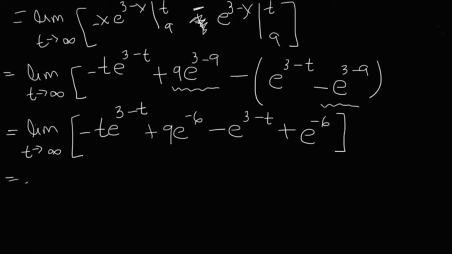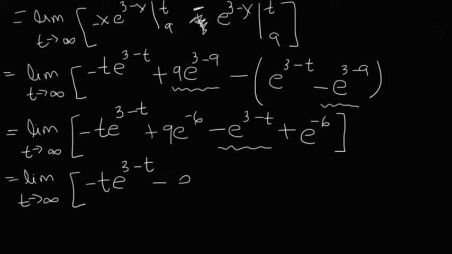Carrying onwards, limit t approaches infinity. And then minus t e to the 3 minus t. Let me just bring this term right in the middle because that one has a t in it. The other two I'm going to combine. So this one here, and then the e to the negative 6, that becomes plus 10 e to the minus 6. I'm just collecting like terms there.